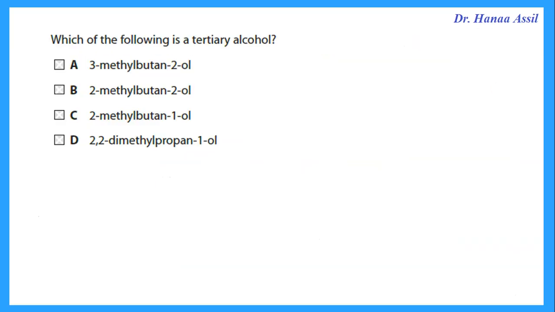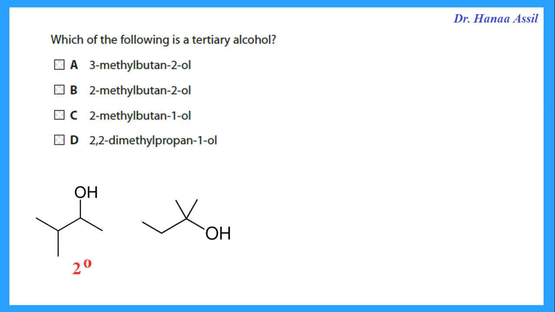Which of the following is a tertiary alcohol? Let's try and see. 3-methylbutan-2-ol. This is 3-methylbutan-2-ol. This is what type of alcohol? This is a secondary.